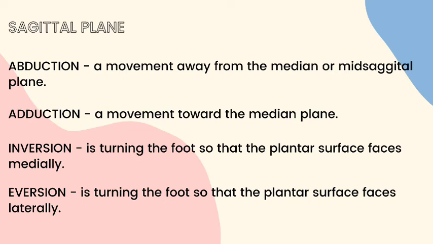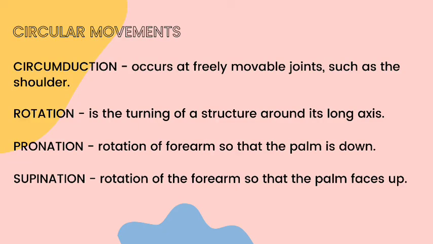Inversion is turning the foot so that the plantar surface faces medially. Eversion is turning the foot so that the plantar surface faces laterally. Circular movements. First is circumduction, which occurs at freely movable joints such as the shoulder. Rotation is the turning of a structure around its long axis. Pronation, rotation of the forearm so that the palm faces down. Supination, rotation of the forearm so that the palm faces up.